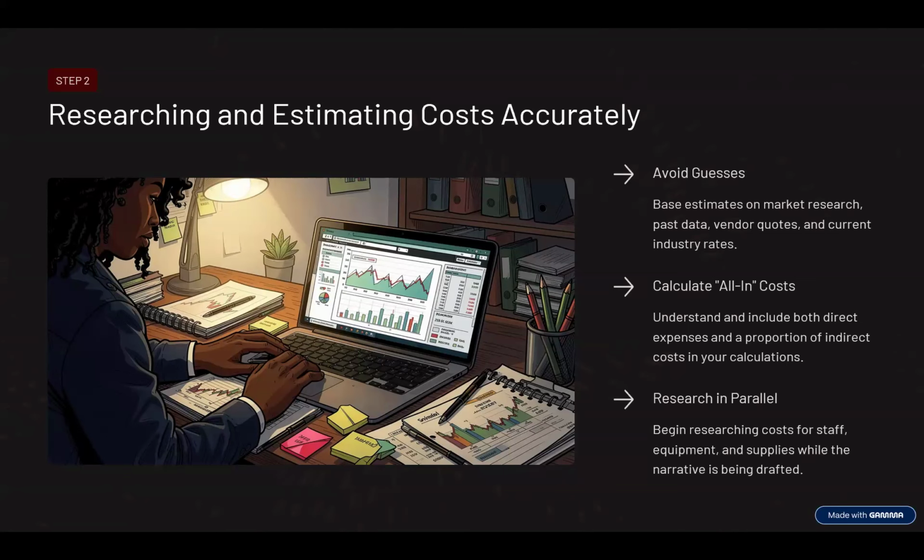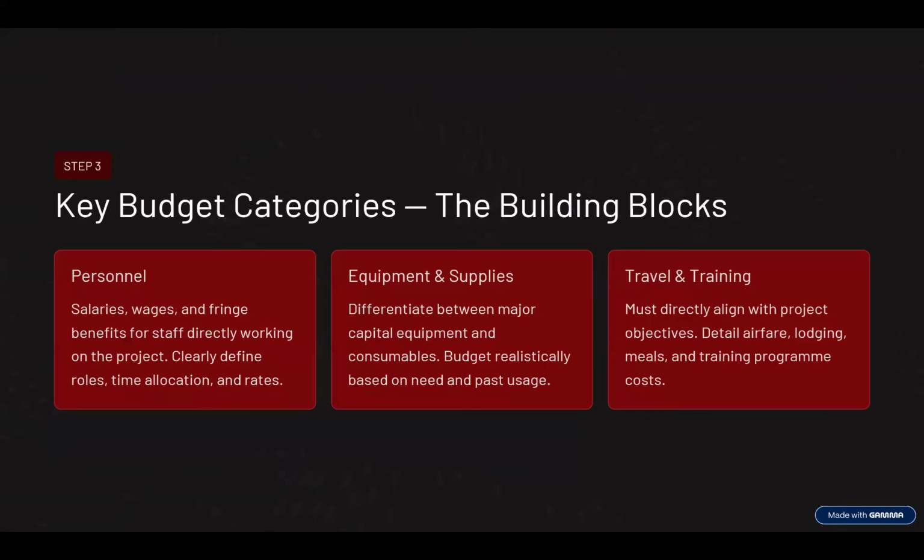Then, research in parallel. That means you begin researching costs for staff, and if there's any equipment or supply, you start doing the research while you are still drafting all other parts of the grant.